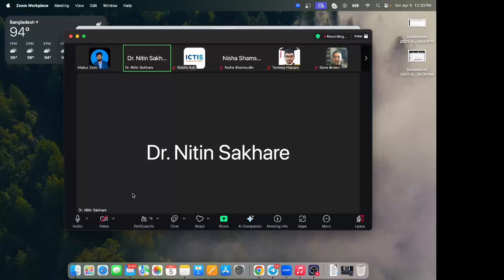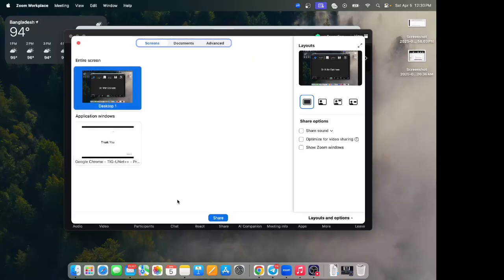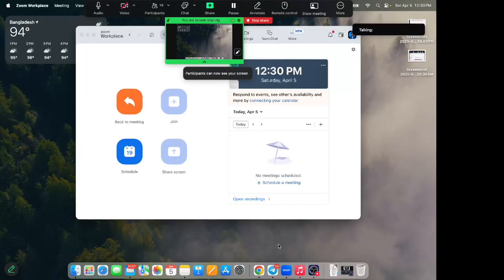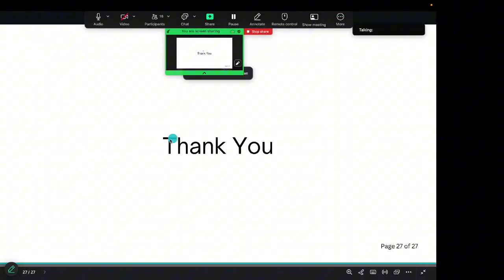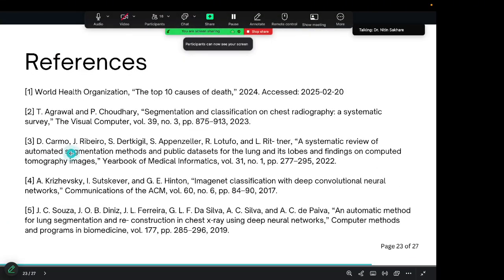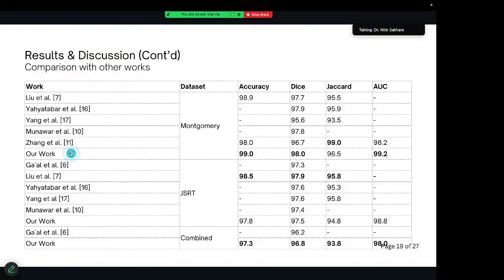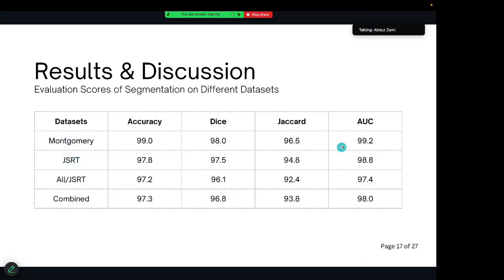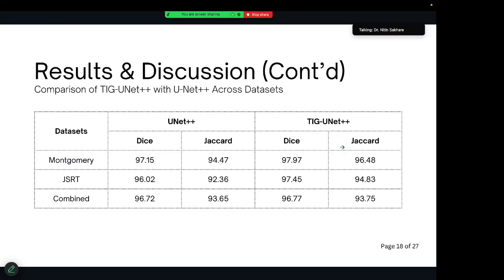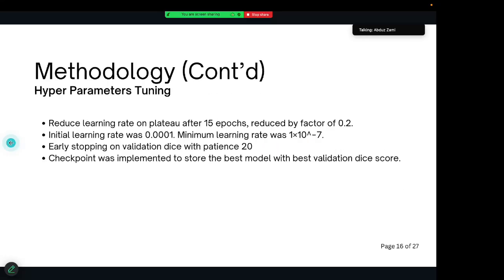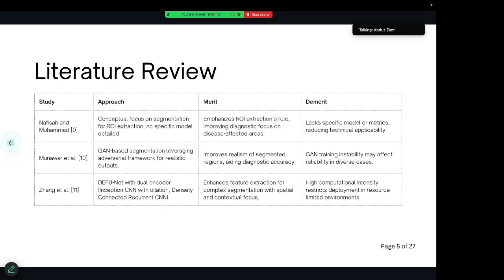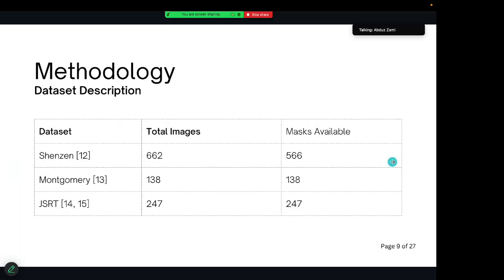Can you go to the results table? This one or this one? Yes, yes. So what is the size of the data sets that you have considered? Okay, let me go to the slide. Here is the size of the datasets.